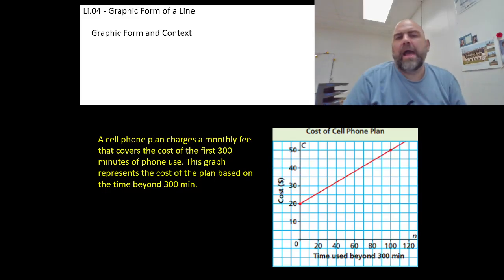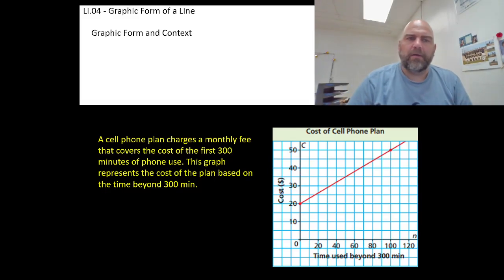We're going to take a look at the second part of a lesson on graphic form of a line. In this case, we're going to look a lot more at context and how we can use context to describe an equation and then create that equation, taking context and creating an equation using graphic form.